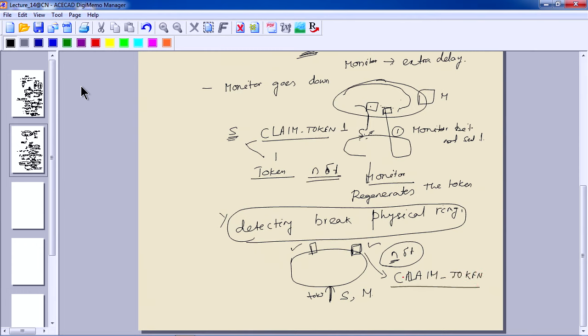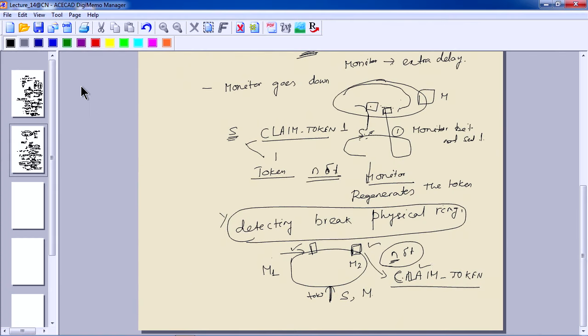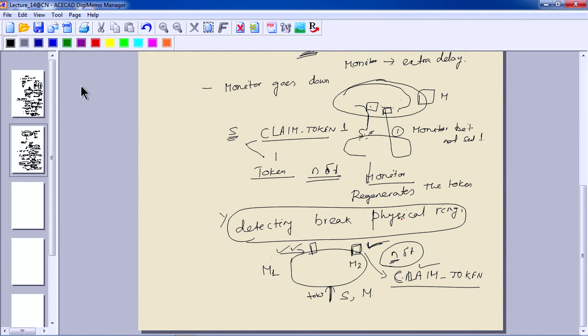During this claim token, let us say this fellow sends a claim token and this fellow also sends a claim token, and by mistake both of them get the claim token back undamaged. So, this can be monitor 1 and this can also be monitor 2. This can happen in certain situations. So, 2 monitors will be there, and when one realizes that there is another monitor present in the ring, he withdraws himself. But it may happen that both withdraw. That is a very rare case. In that case, there is reinitialization.